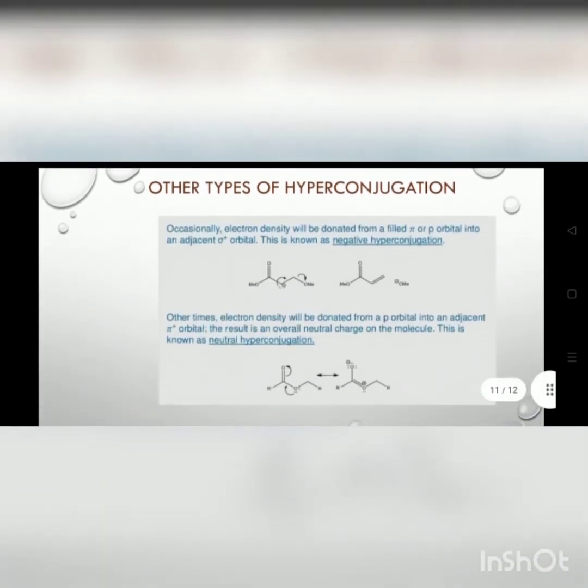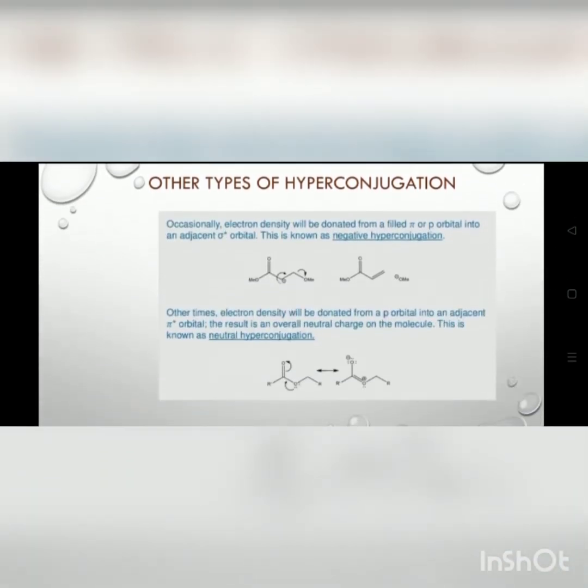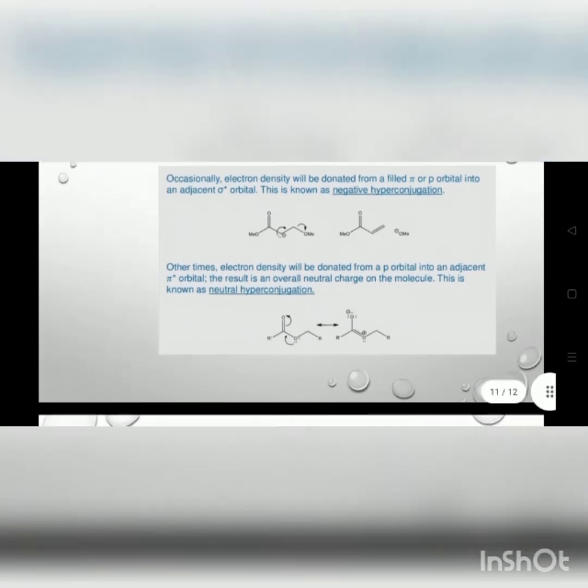Other types of hyperconjugation: occasionally, electron density will be donated from a filled pi or p orbital into an adjacent sigma star orbital. This is known as negative hyperconjugation. Other times, electron density will be donated from a p orbital into an adjacent pi star orbital. The result is an overall neutral charge on the molecule. This is also known as neutral hyperconjugation.